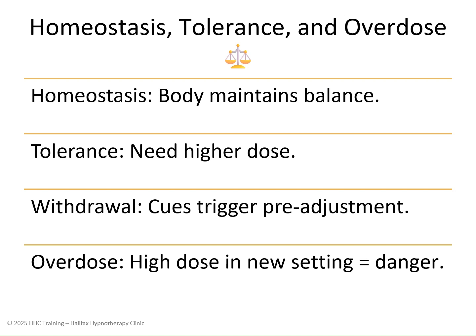This same principle applies when drugs are introduced into the system. Let's talk about homeostasis and drug tolerance. The body is remarkably adaptive. When a person uses drugs regularly, the brain learns to anticipate the drug's effects and prepares the body in advance. This is called the anticipatory response.